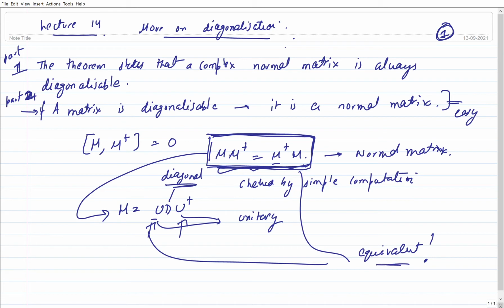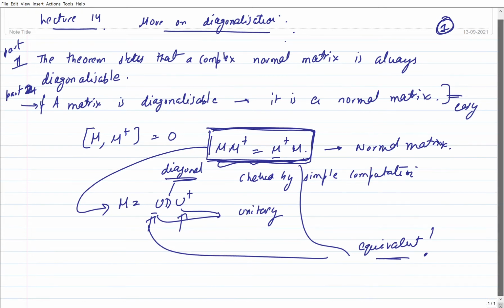The reason why we are interested in diagonalization is that diagonal matrices are much easier to deal with, as we have already seen in the previous lecture. So how do we go about this proof? Essentially there are two ideas to the proof.